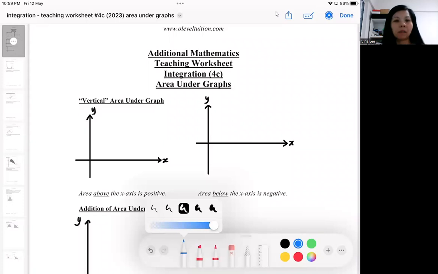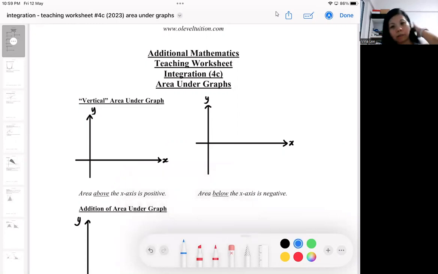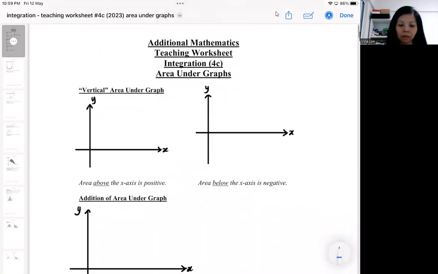So I need to emphasize what the idea about area under the graph is, which a lot of people will miss out. If you miss the main idea, you find that you couldn't understand or try out a lot of the area under graph questions. Okay, so I'm going to show you the idea first. So this whole page will summarize the main concept for area under graph.